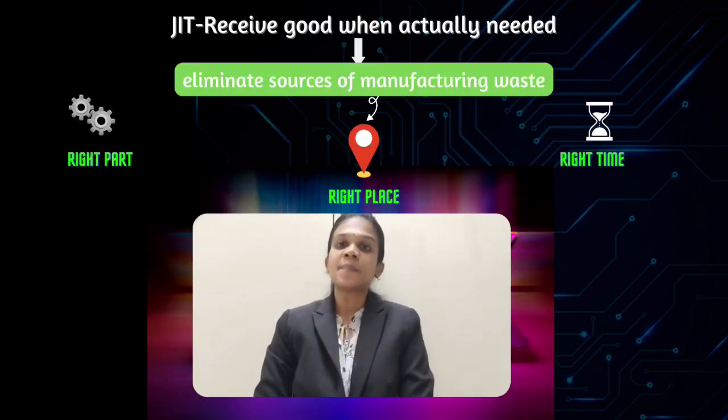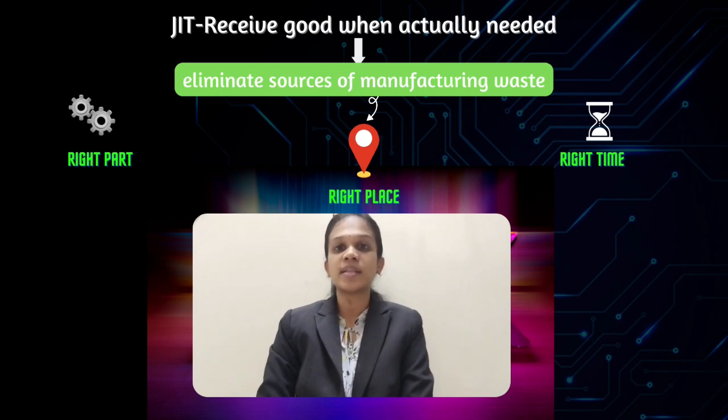A just-in-time or JIT inventory system is a management strategy that has the company receive goods as close as possible to when they are actually needed.